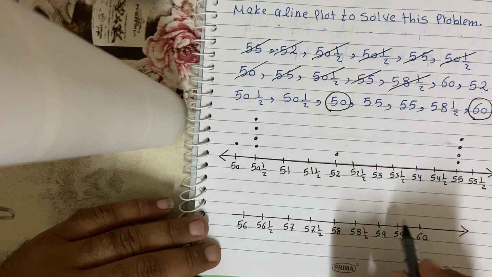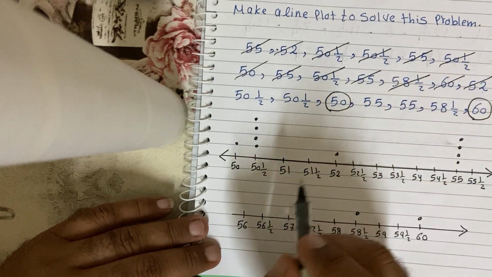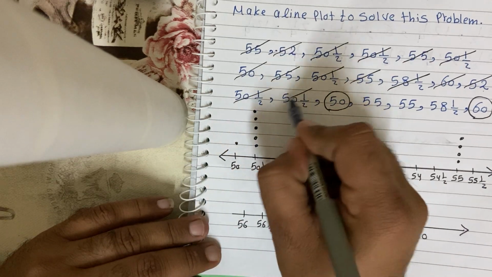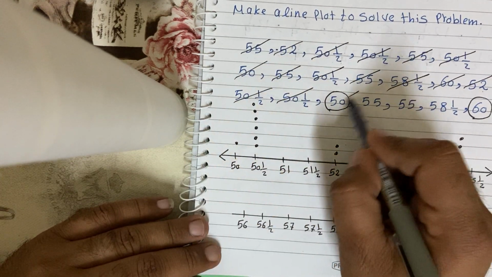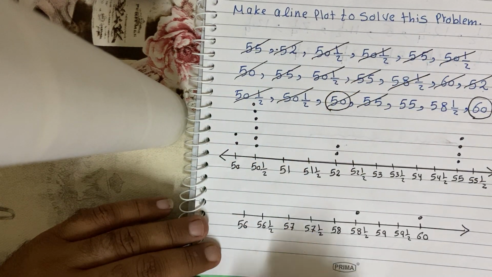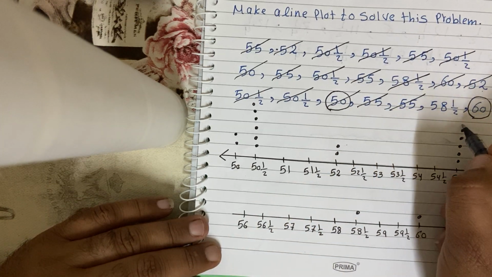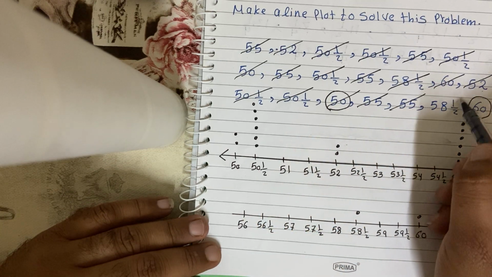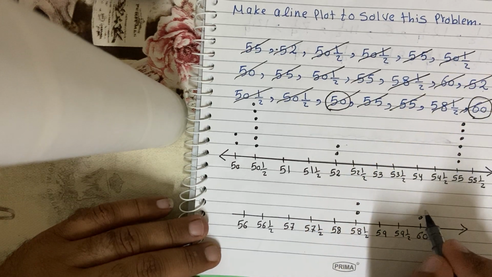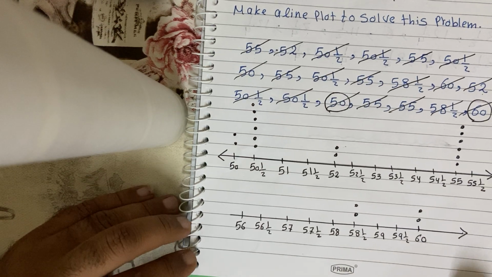58 and a half here, one dot, 60, one dot, 52, one dot, 50 and a half, one dot, 50 and a half, one dot, 50, one dot, 55, one dot, 55 again, one dot, 58 and a half, one dot, and 60. So this is a line plot. Another exercise.